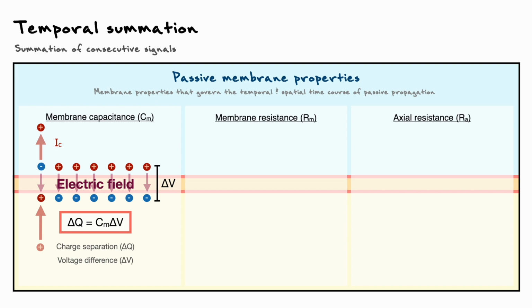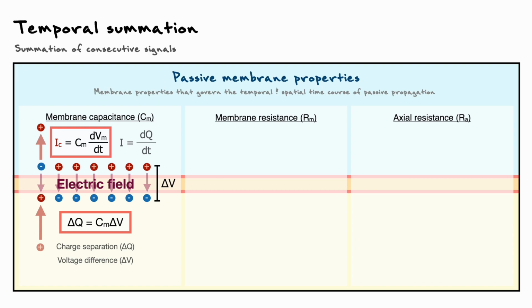This charge movement creates a current which we've called the capacitive current IC. From delta Q equals Cm delta V, we can derive the equation of the capacitive current if we consider the definition of the current, which is simply the derivative of charge over time.